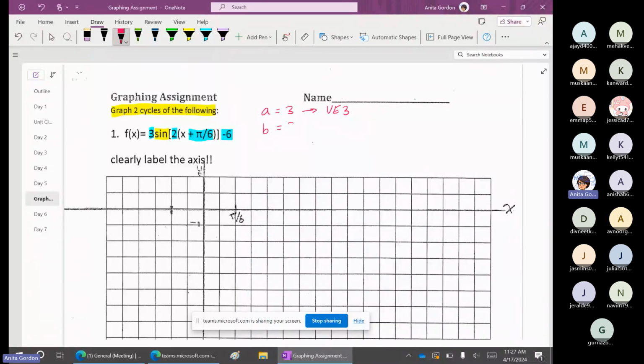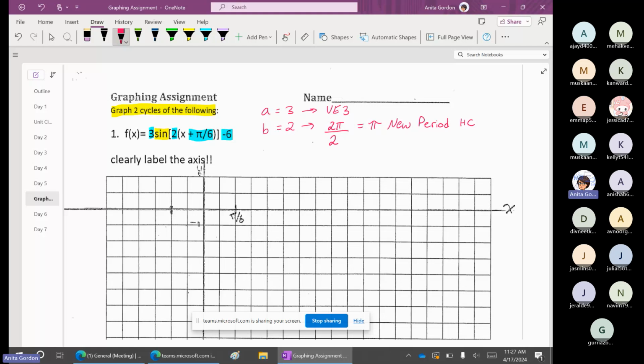The B value is 2. This is going to help us find the new period, the new length of our wave. So originally we know that our wave is 2 pi in length. To find the new period, we take 2 pi and divide it by the B value that we are given. In this case, we are dividing by 2. So this tells us pi is the new period. This represents a horizontal compression because we started at 2 pi and we're squeezing our graph down to 1 pi.